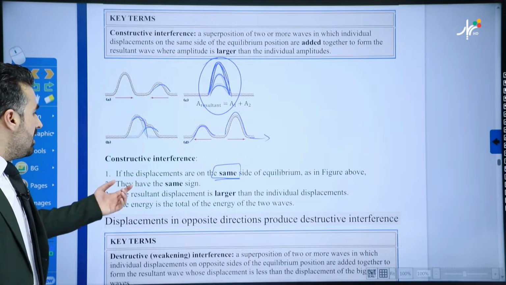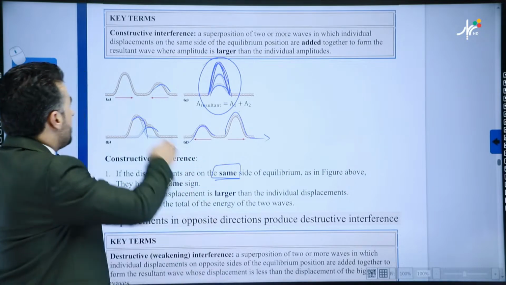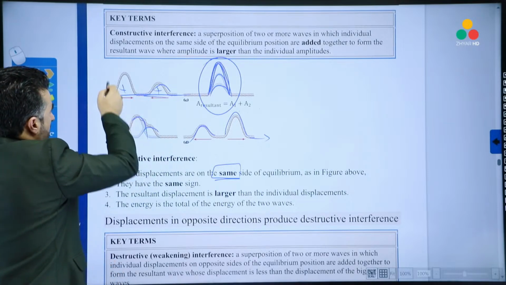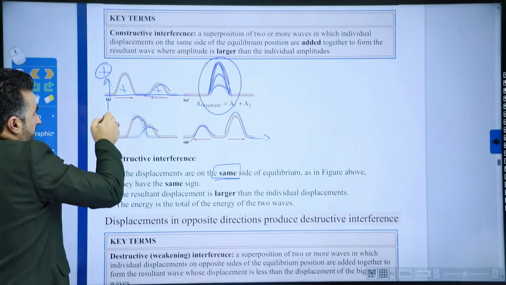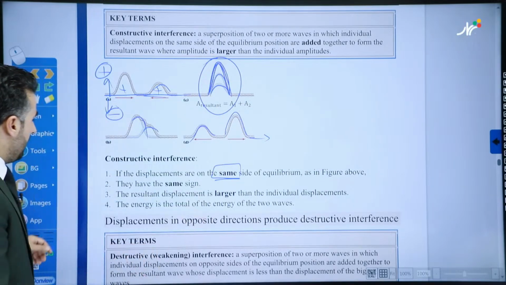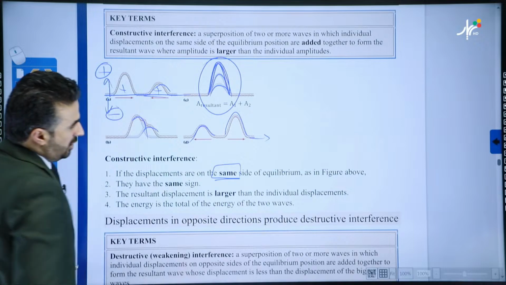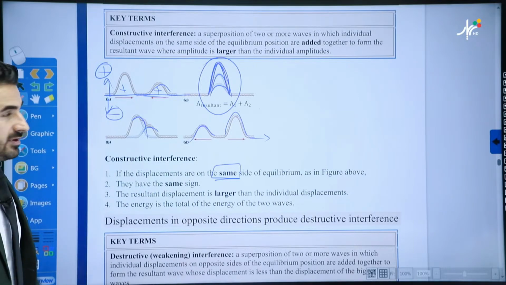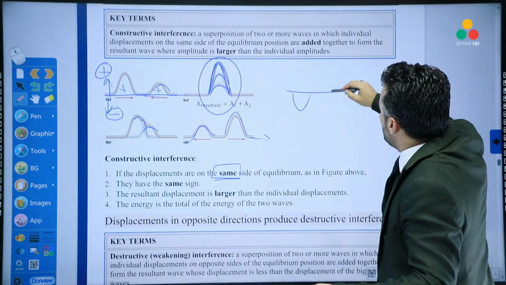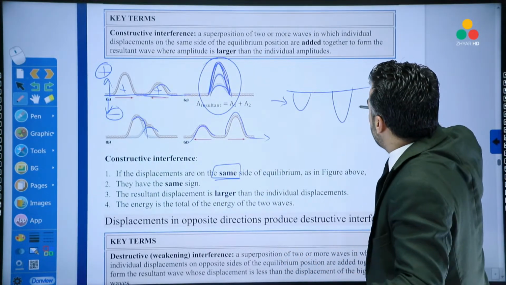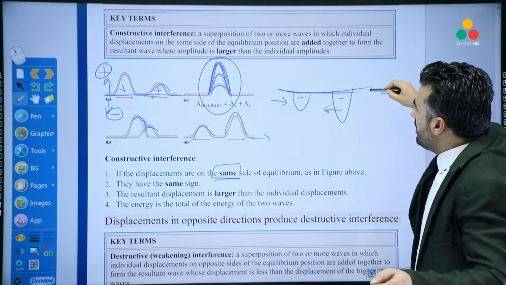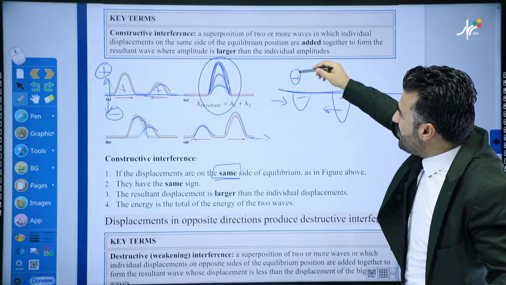Okay, and if they have the same sign, you can see that, if we assume this is the equilibrium, this is positive, assuming that upward is positive and below the equilibrium is negative, so the same sign, so we will add them. Now the resultant displacement is larger than the individual displacements. By the way, we could have done this if the waves were below the equilibrium as well. Let's say this is one wave, this is the other wave, and this time these are negative, assuming that up is positive and below is negative.